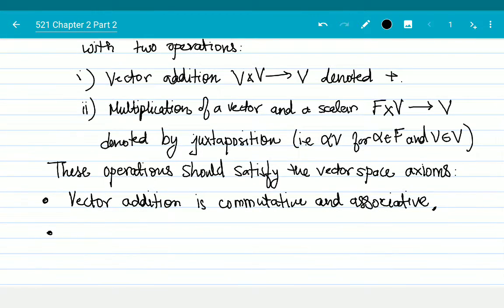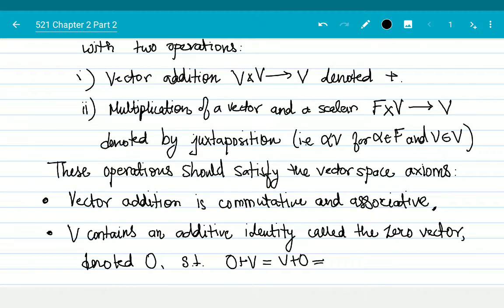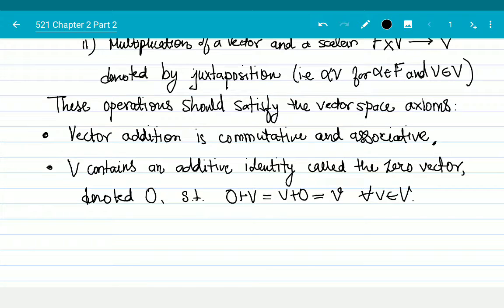Second, V contains an additive identity called the zero vector, denoted 0, such that 0 plus V is equal to V plus 0 is equal to V for every V belonging to V. Okay, so technically this part, that V plus 0 is equal to 0 plus V, is guaranteed by commutativity. I just like to write it in any case either.